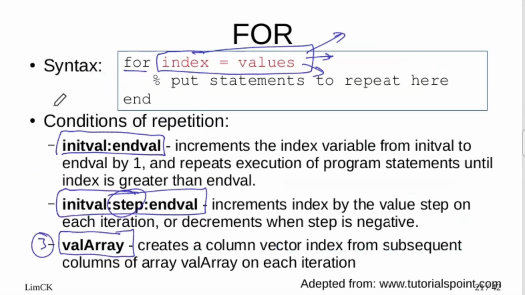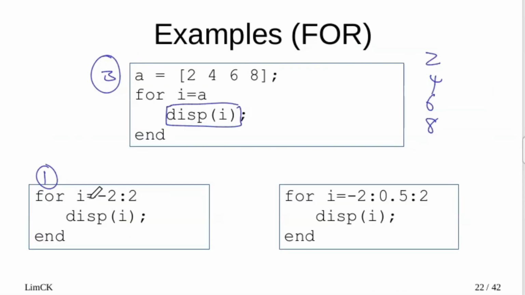I mean this one, the first type of writing it. Initial value and end value. I is equal to the initial value and the end value. This one means that we will have I as -2 at the first iteration, and then increase by 1: -1, 0, 1, 2 at the end. So I will take all these 5 values and then display them one by one. The output will be first round -2, second round -1, third 0, and then 1, and then 2. It will end at 2 because 2 is the end value.